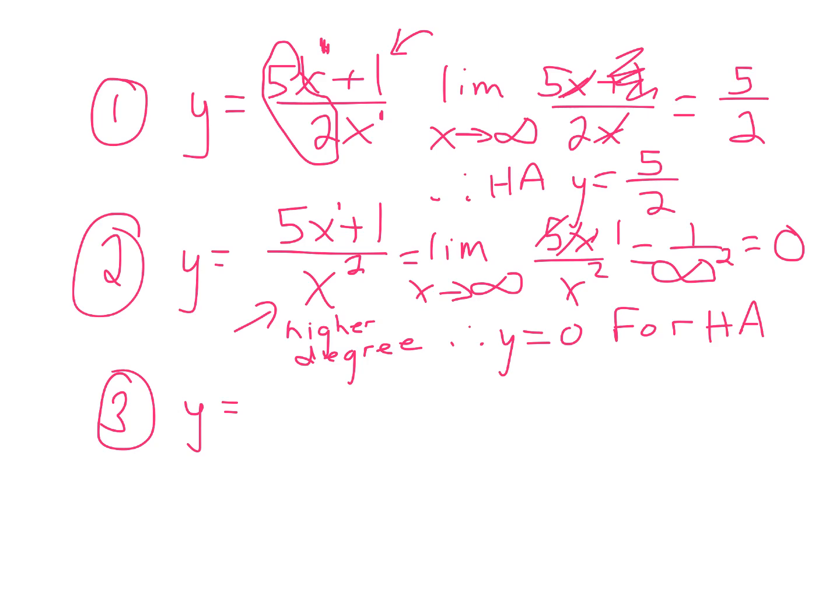Okay, now those are the two times that you're going to get an HA. The other type of rational function that you could get would be if we had something like this, where the numerator degree is higher than the denominator degree. When that happens, there is no HA.